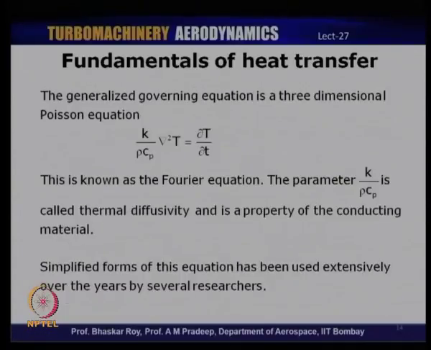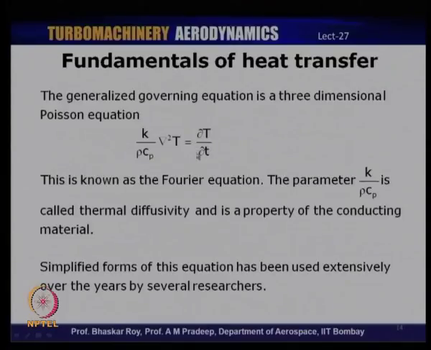Now, this equation we can generalize, and we can write a generalized governing equation in a 3-dimensional Poisson equation form, which is basically stated as k by rho C p del square T is equal to del T by del t, the rate of change of temperature with time.